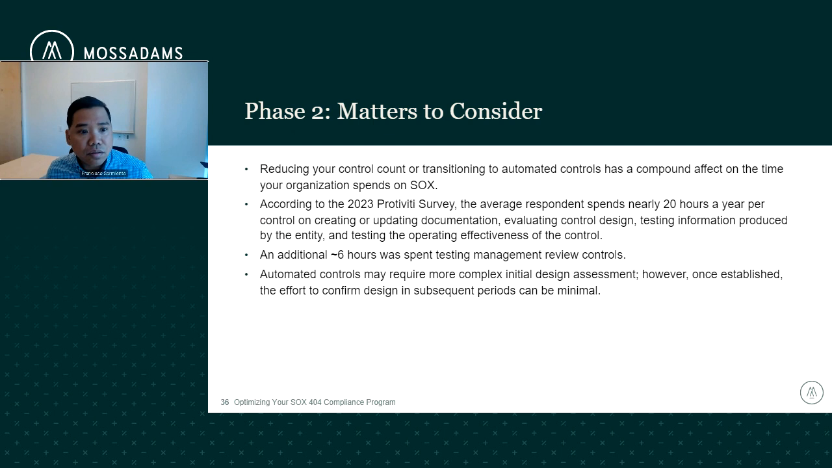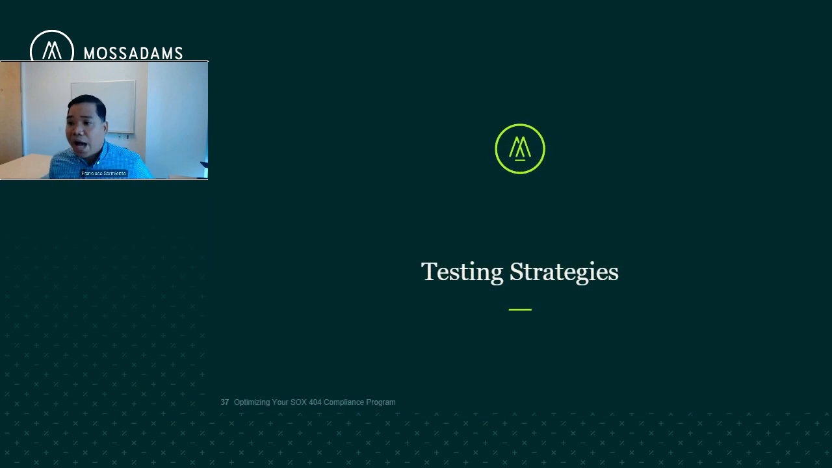We'll move on to testing strategies. One thing to add before we jump into this one. If, worst case scenario, you cannot rationalize or optimize a control, it's still always good to look at the frequency of the control. One thing that I've always seen is some companies perform a control on a monthly basis that can be done on a quarterly basis, or a quarterly control that can be done semi-annually or annually.